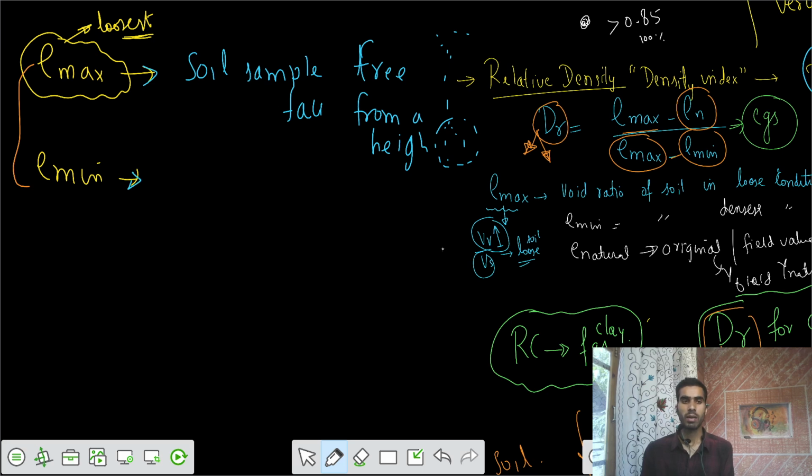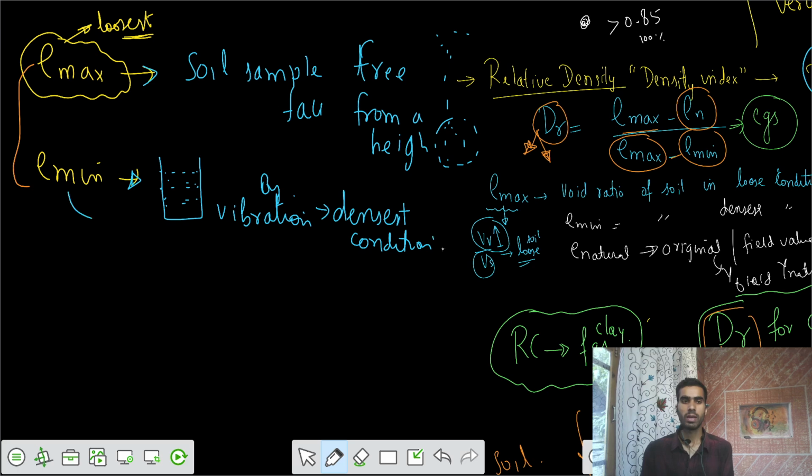After that, E minimum can be solved for if you have the soil sample. You keep it inside some bucket and vibrate it. By the vibration it becomes dense. Then the densest condition is achieved, and from that we can get the minimum value of void ratio.